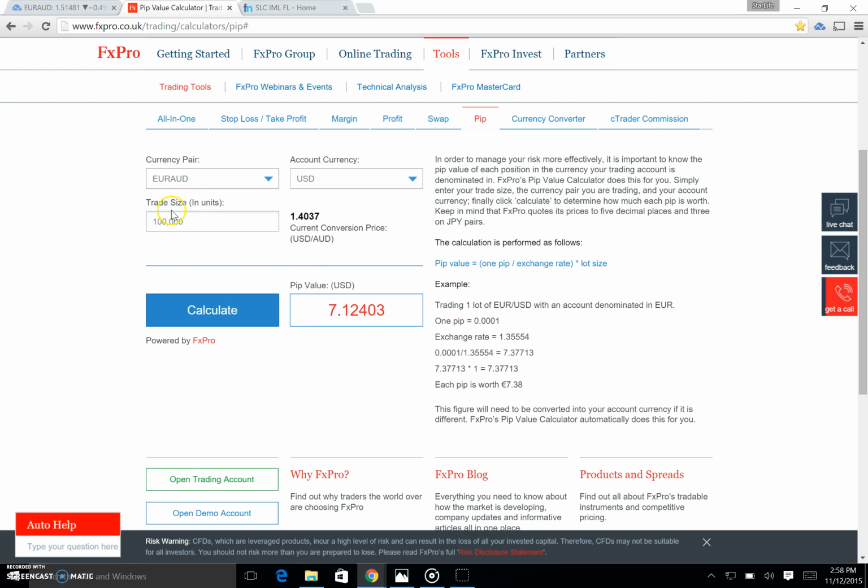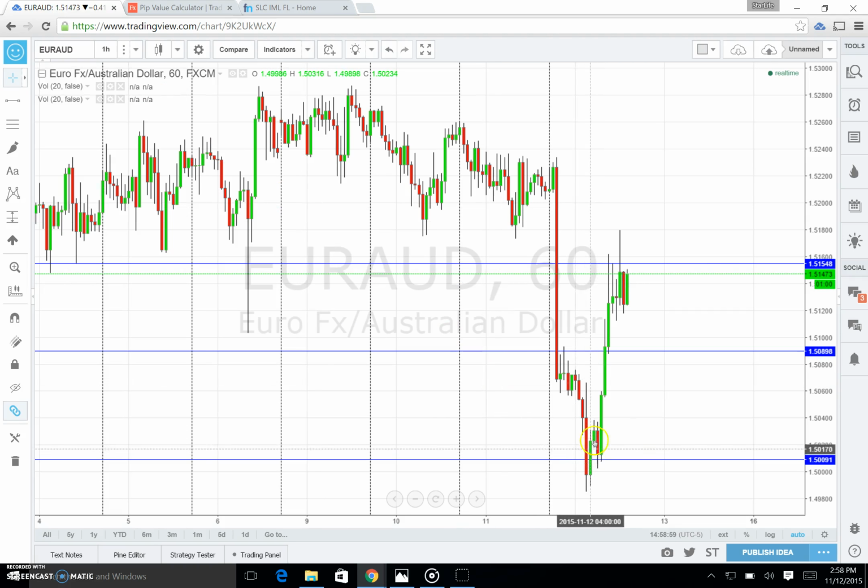Anyway, so $100,000 trade size, just about $7.12 a pip. With that said, if I would have taken this trade with one standard lot, that would have profited $925.60 in a matter of what? Let's say we got in here, 1, 2, 3, 4, 5, 6, 7, 8, 9 hours. A typical work shift would have made $925. Anyway, so that's pretty much our review on that trade.